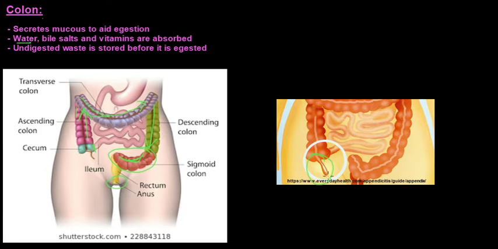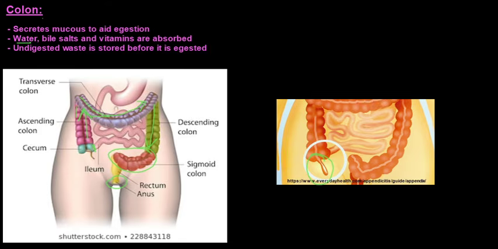Now, the appendix is quite an interesting little organ, and there was quite a lot of debate early on about what it was used for. A lot of people are still doing quite a lot of research on this because not a lot of organisms have it. So primates, wombats, rabbits, and us, we have an appendix, but other animals like dogs and cats don't really have it. So it is quite an interesting little structure.